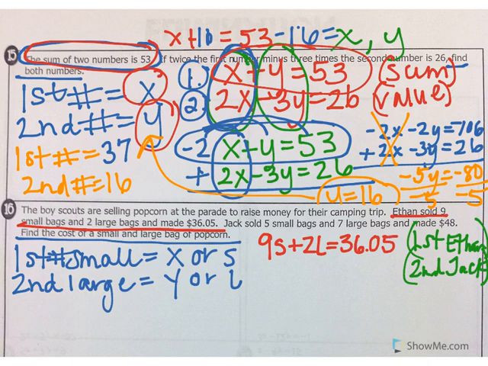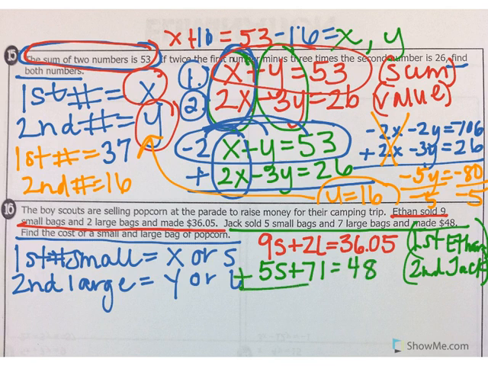So the next equation is going to be based off of the other guy, and it's going to be in the same kind of format. So Jack sold 5 small bags. So instead of putting 9S, I'm going to put 5S, and then 7 large bags. So plus 7 large bags, and this guy made $48.